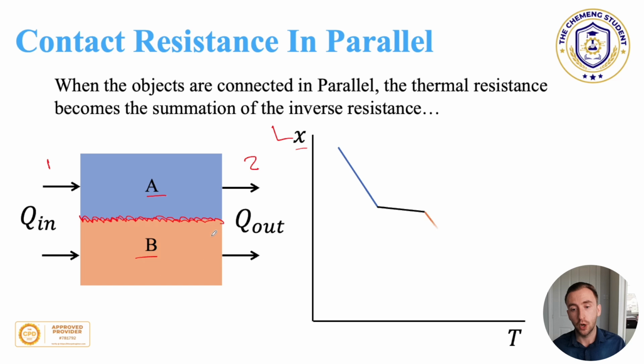And then of course we're going to move more steeply depending on the thermal properties of material B. But the key thing that we want to highlight is the steepness of the contact resistance. And so in the case of parallel, that does not play a very large role in the resistance.